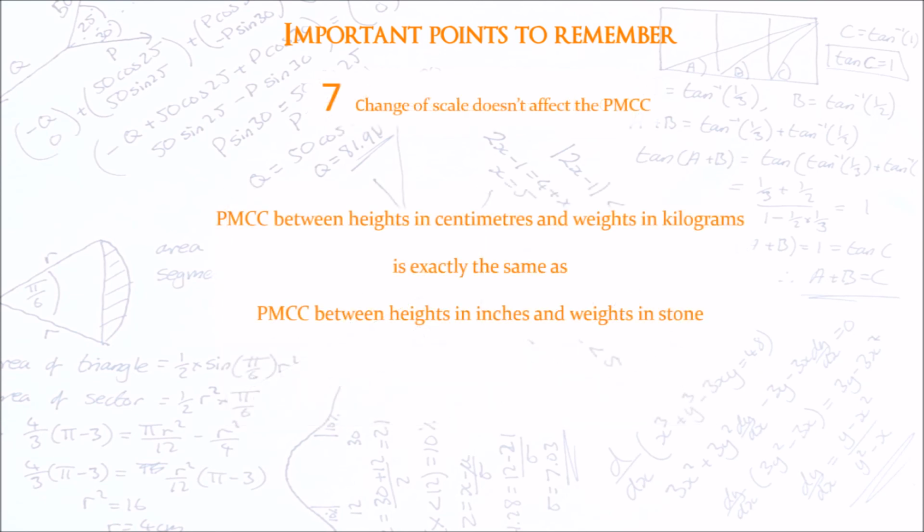Part 7, change of scale does not affect your PMCC. So for example, if you worked out a product moment correlation coefficient between the heights and weights of individuals, it doesn't matter whether you worked it out with metric units or imperial units, or you upscaled it to something else, you will always end up with exactly the same PMCC.